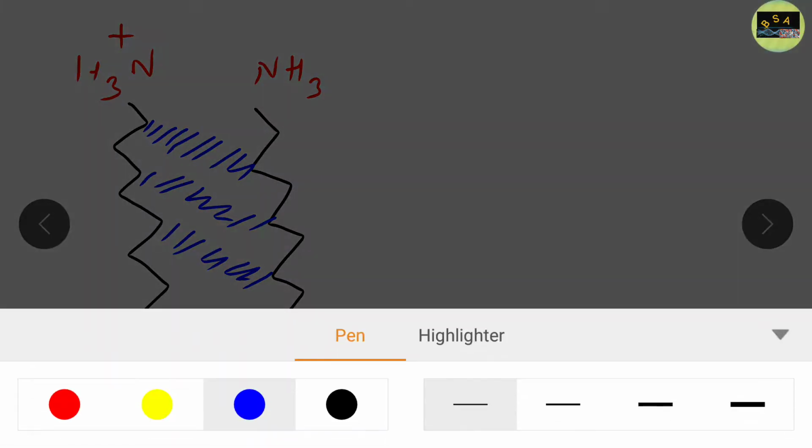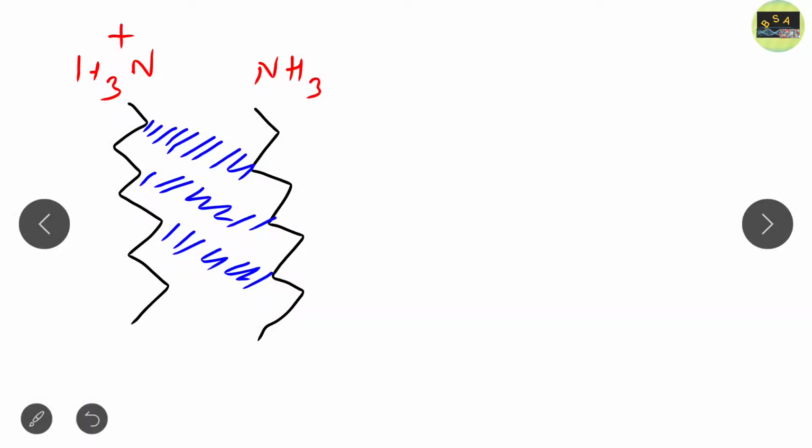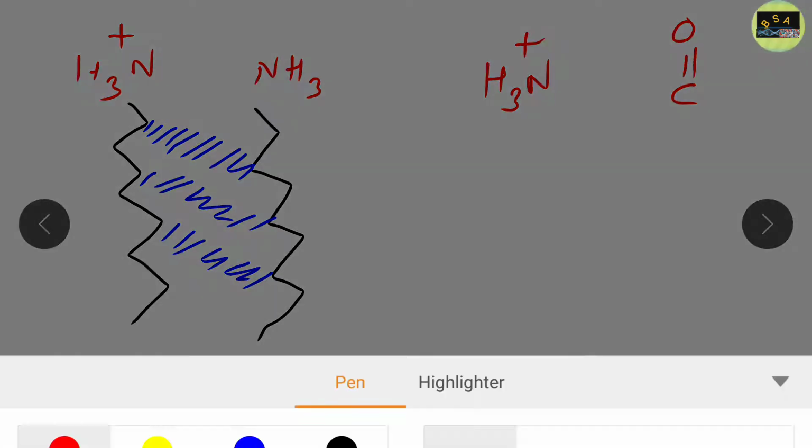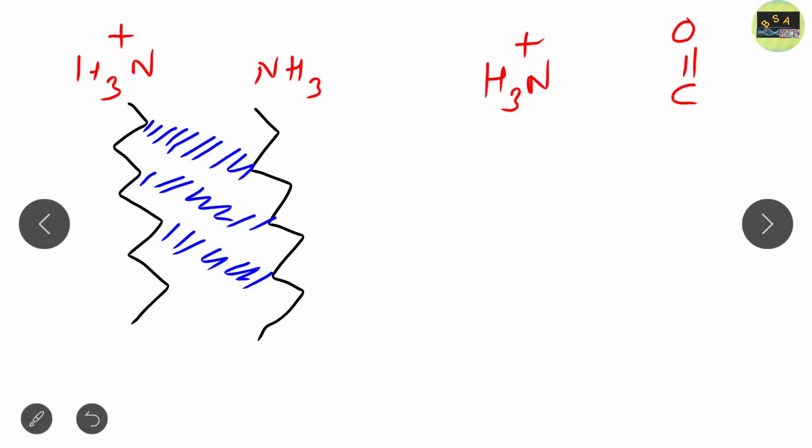Now let's see the structure of the anti-parallel beta sheet. Here the terminus is different. This is the amino terminus and this is the carboxyl terminus. So in this case the structure looks like this.